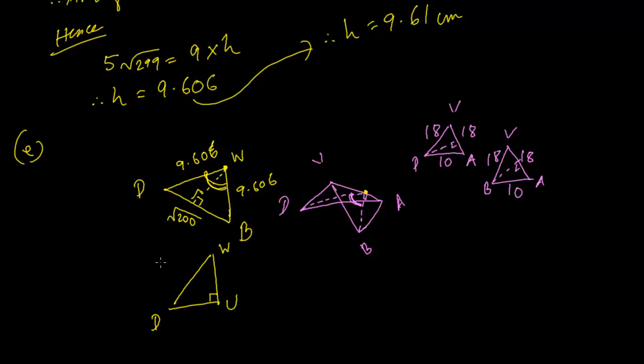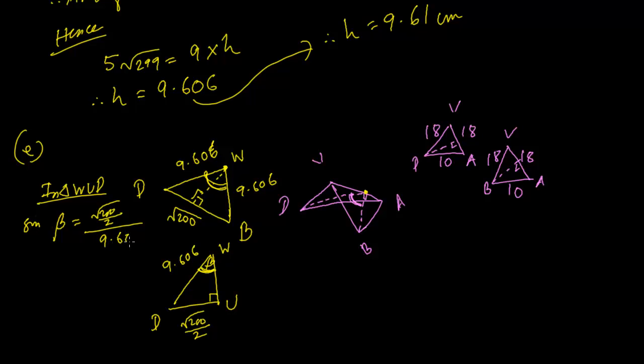Okay, so this length is going to be 9.606, and this length is going to be square root of 200 divided by 2. Half of this, it's an isosceles triangle. Let's mention the triangle. So in triangle WUD, we are looking for this angle over here. Let me call this beta. We have already called one angle alpha. So this is going to be opposite, square root of 200 by 2, divided by hypotenuse, is sine. So this is going to be sine beta. This equals 9.606.